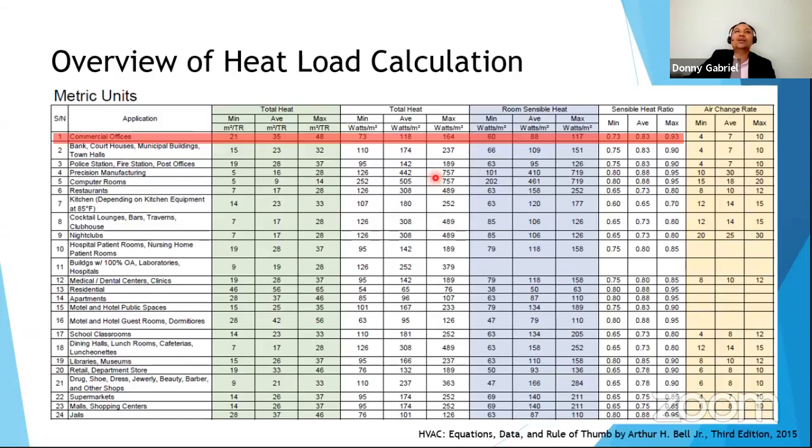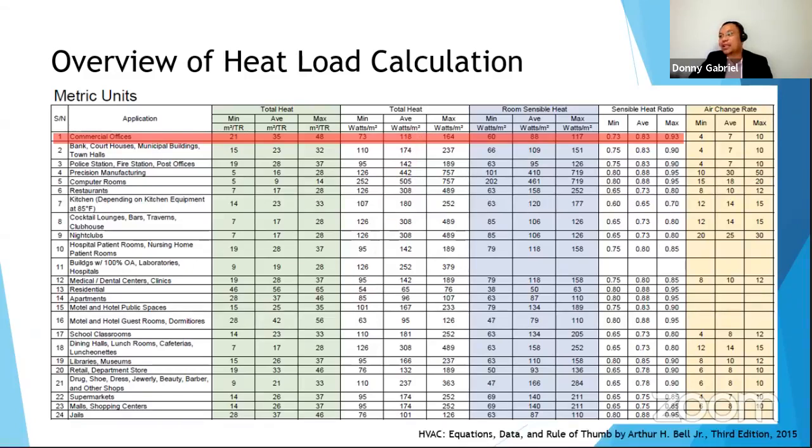Yung ibang mga offices na na-install na, pumapatak usually sila sa mga numbers na ito. Yung total heat load nila nandito sa range na ito. So mapapansin ulit, no? Yung total heat is different from sensible tsaka sensible heat ratio. So yung sensible heat ratio nag-iiba-iba from 0.73 to 0.93. Okay? So double check ulit, no? Check natin yung calculation natin.